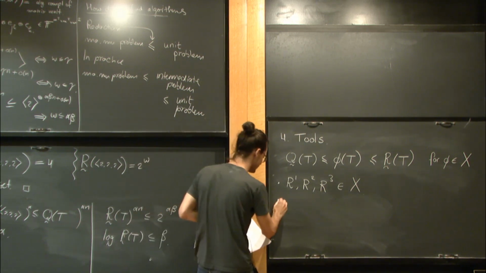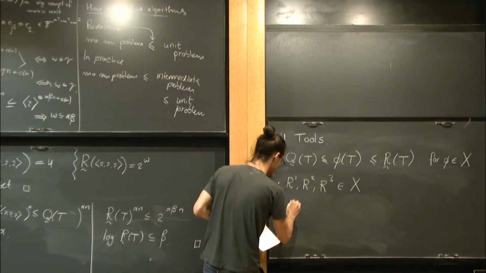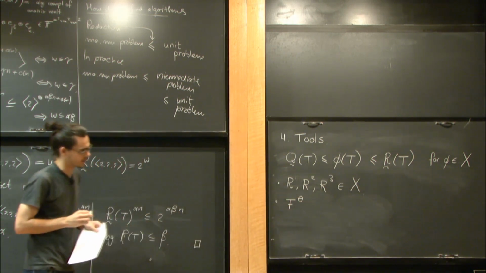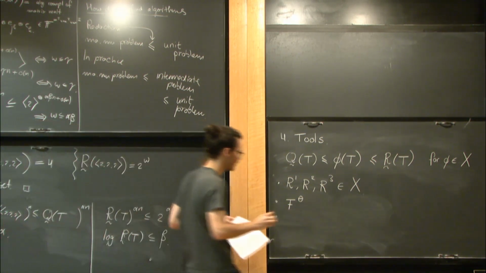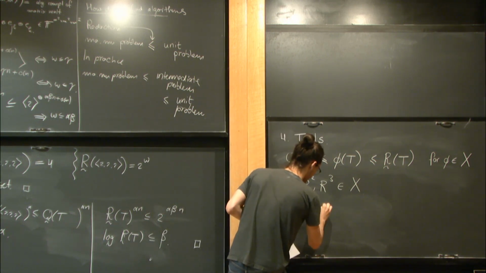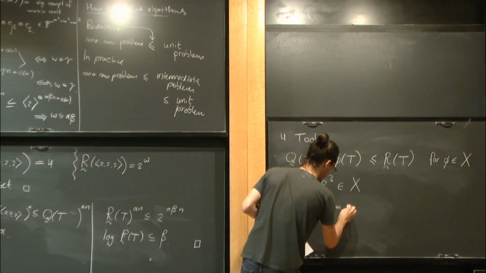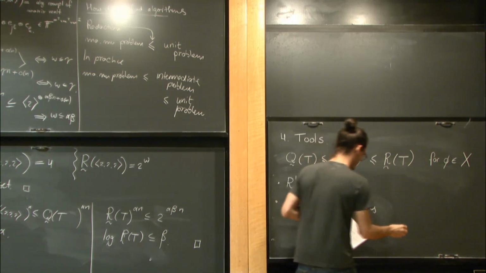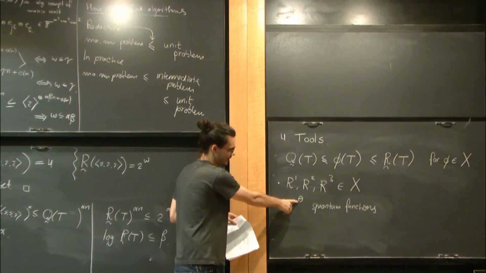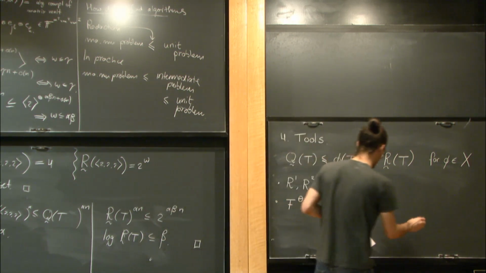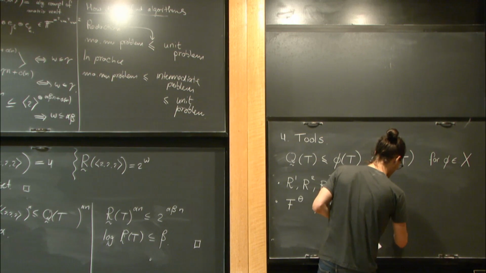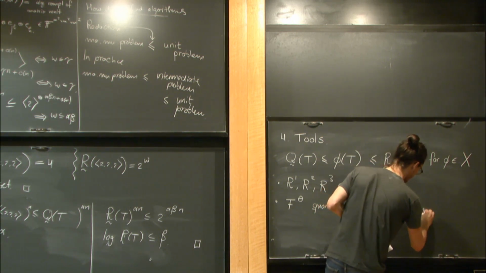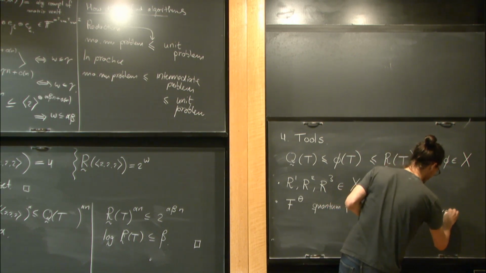And what I want to talk about today is a family of elements denoted by f theta. I call them the quantum functions. They are a family parametrized by this parameter theta, and they are in X for complex tensors, so tensors over the complex numbers.